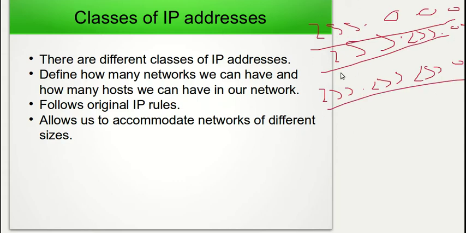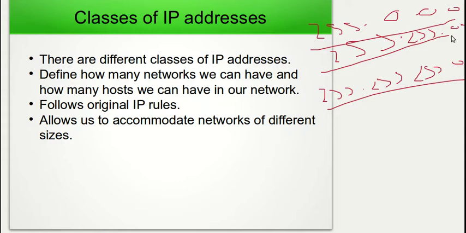The reason why is because more numbers in the IP address represent the network, leaving fewer octets available to identify the host. Now with the original rules of IP, we couldn't just use any subnet mask with any IP address. Essentially, there were specific IP addresses that we could use with specific subnet masks. And by using a variety of different subnet masks, it allowed us to accommodate networks of different sizes.